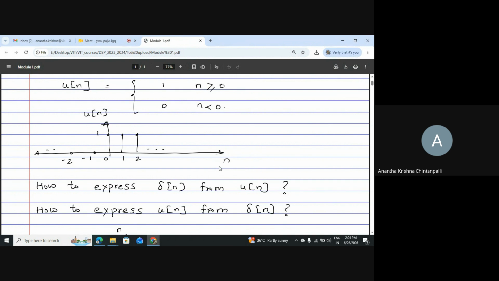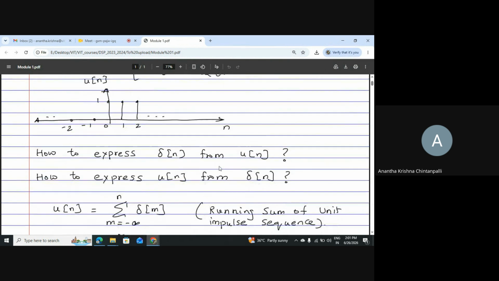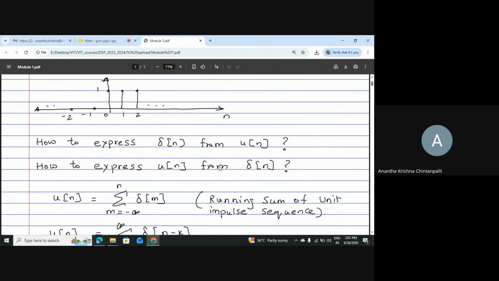Now the question is, how do you get u of n from delta of n? So you have this. u of n is equal to the summation over m going from minus infinity to n of delta of m. So this we call a running sum of unit impulse sequence. Why we call this a running sum is because the upper bound is decided by n, not by infinity. So now let's take an example. When n is equal to minus 2, u of minus 2 is the summation of m goes from minus infinity to minus 2 of delta of m. So what would be the value?